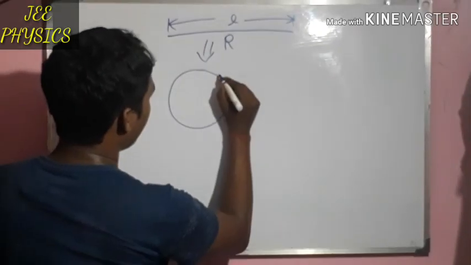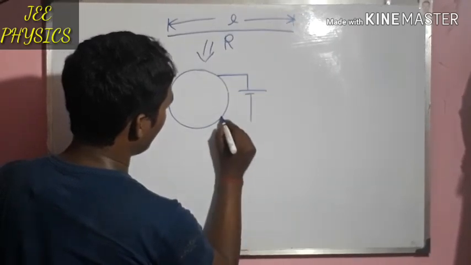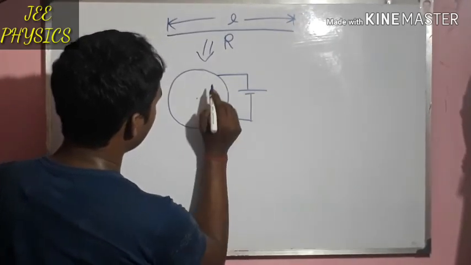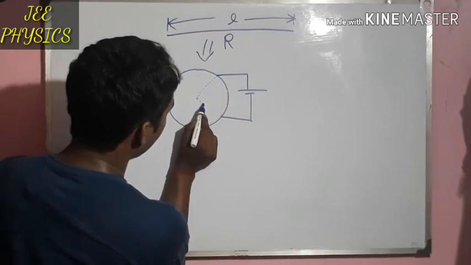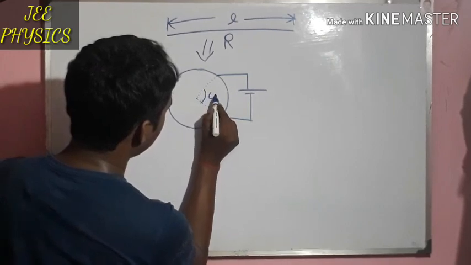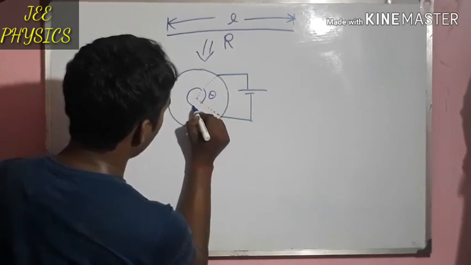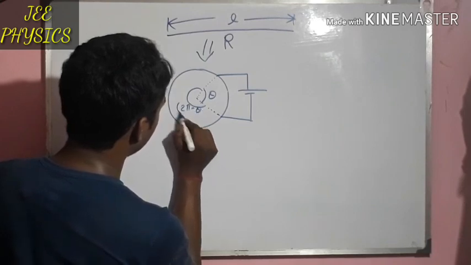Now this wire is bent into a circle and a battery is connected across these two points, where these two points make an angle theta at the center. As this is theta, the outer angle is 2 pi minus theta.